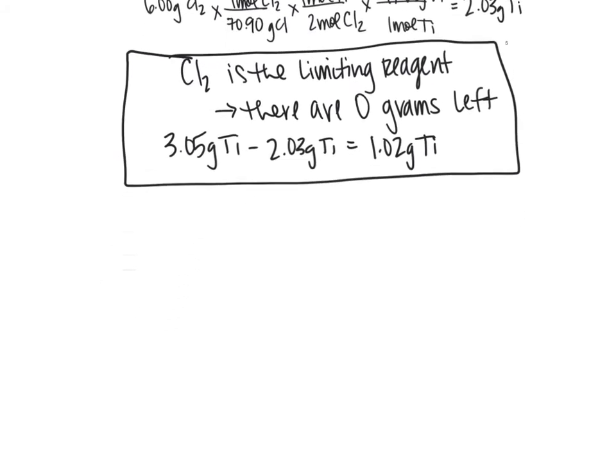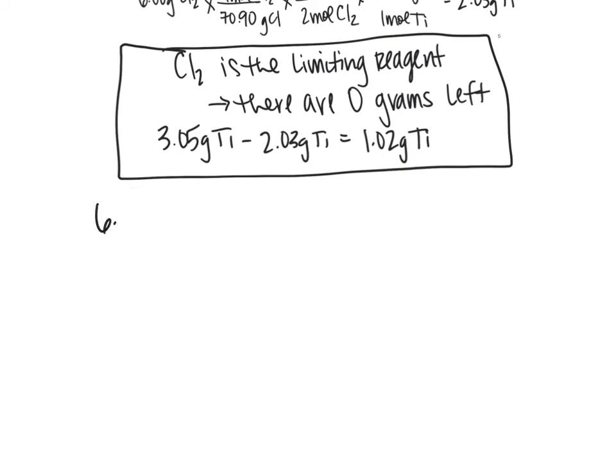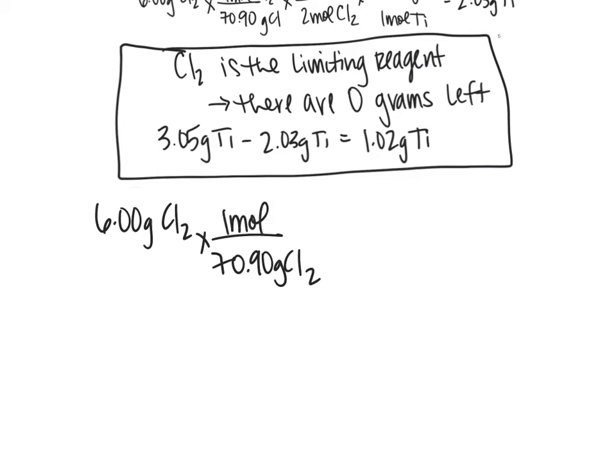So we're going to use the 6 grams of chlorine gas, and we're going to convert that to titanium 4 chloride. So we're going to take our 70.90 grams of Cl2, which are equal to 1 mole of Cl2. In the equation, 2 moles of Cl2 are required to make 1 mole of titanium 4 chloride.